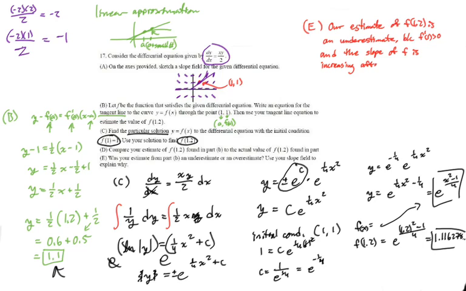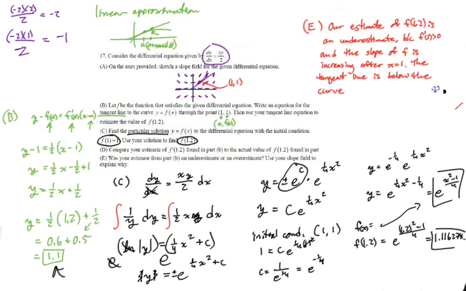After x equals 1 or 1.1, we can also say the tangent line is below the curve. All right, there you have it.